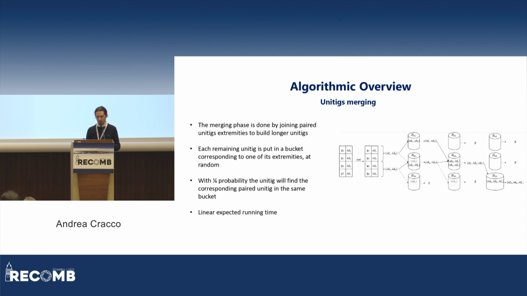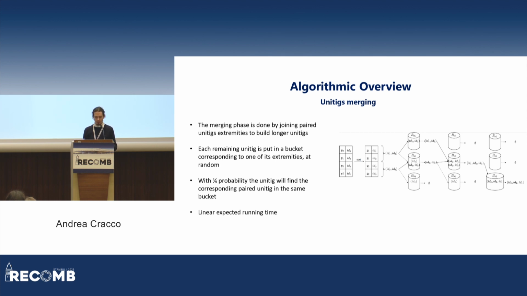Once we find that there is only one extension on the left and on the right, we can extend by 1 the k-mer and then repeat iteratively the process until there are no more k-mers that can be extended. And then the unitigs produced by this process are merged in the following phase.